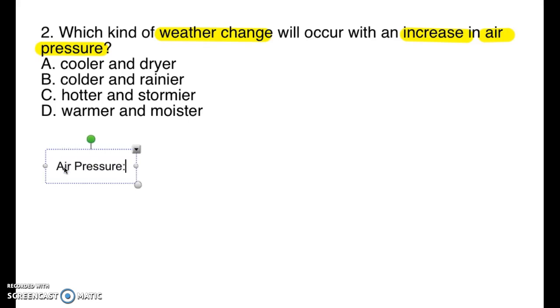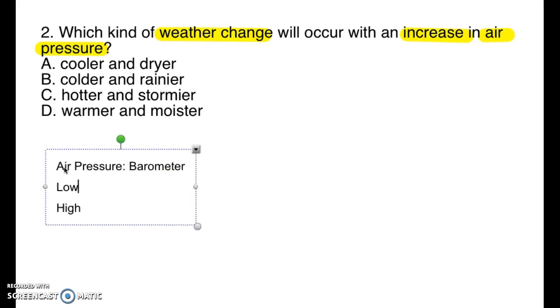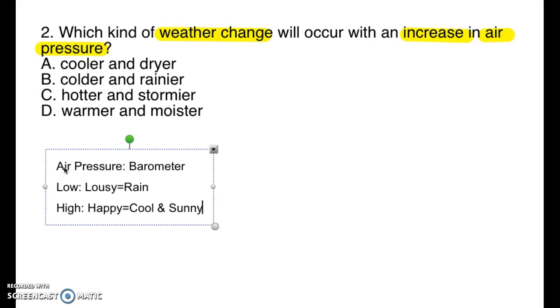Air pressure is measured by a barometer. I have two types of readings, low and high. I know that low means lousy weather, which equals rain. And I know that high equals happy weather. And by that I mean cool and sunny. Let's go through and see which one of these seems to fit.